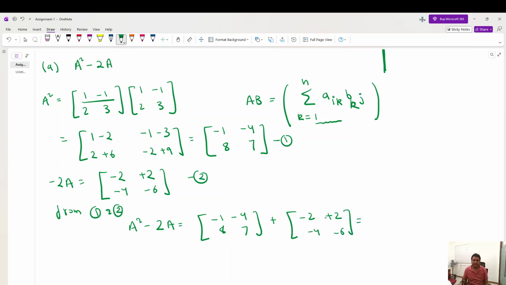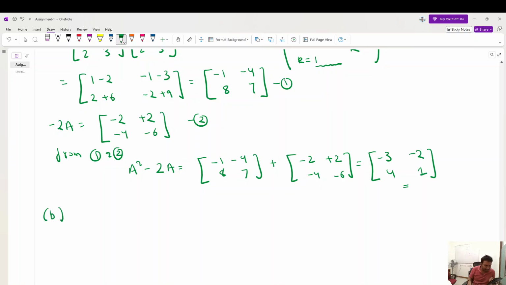So how do you add two matrices? Entry-wise. So -1, -2 is -3. -4 +2 is -2. 8 -4 is 4. 7 -6 is 1. So this is your answer. That's all you have to do, right? So let us do the next part.